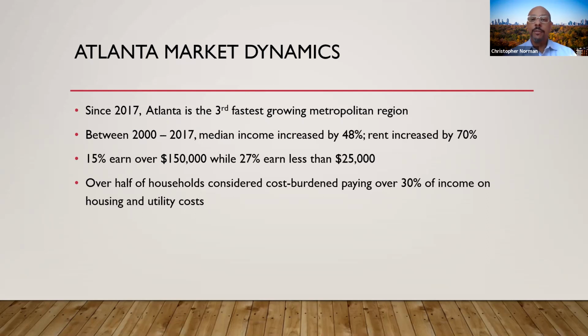And so we share some of the dynamics that have been mentioned by other panelists in terms of the affordability and accessibility of property in these other markets. Same thing applies to Atlanta. And so over half of our residents are considered cost burdened at this point. So that means they're paying over 30% of their income for housing and utility.